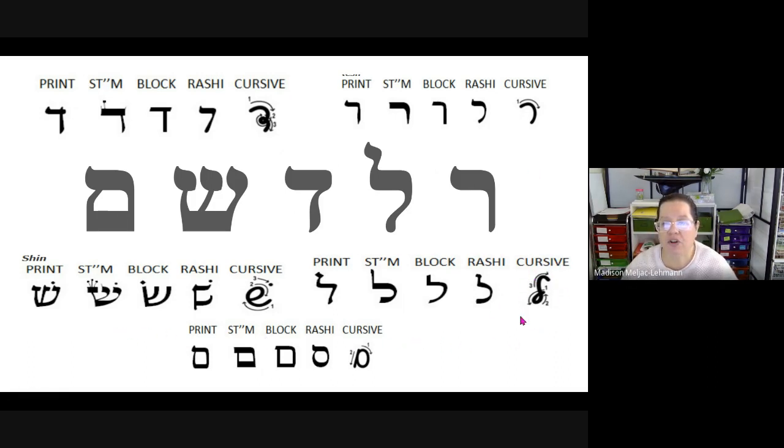If you're practicing your cursive, this is the page that has the method for forming your letters correctly. Again, we're talking about Resh, and the Resh is up here, Lamed, and the Lamed is down here, Dalet, and the Dalet is up here, Shin, and the Shin is down here, and then finally final mem, and it's right there. Okay.